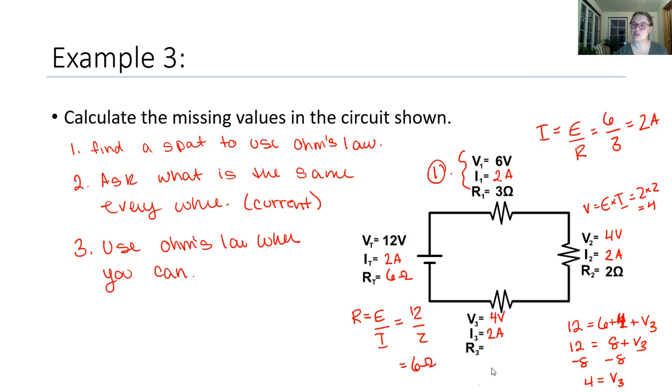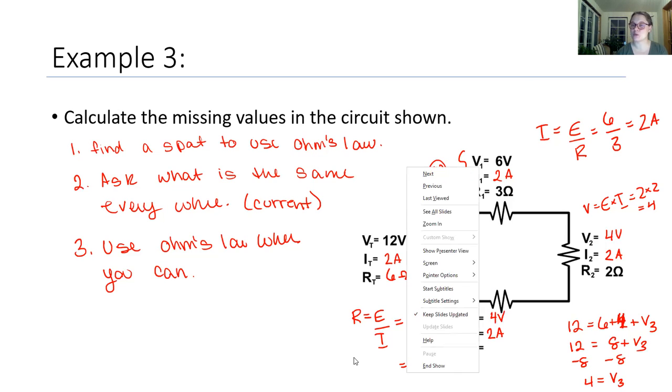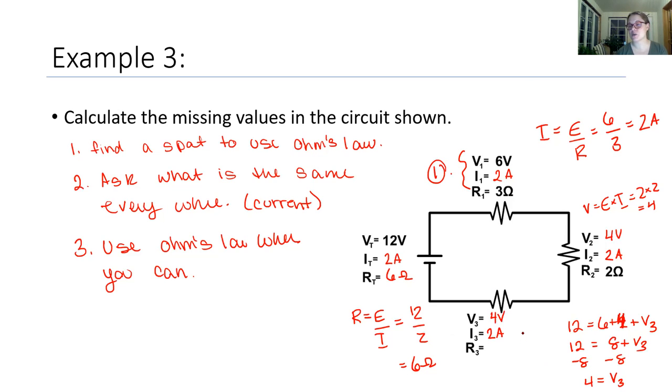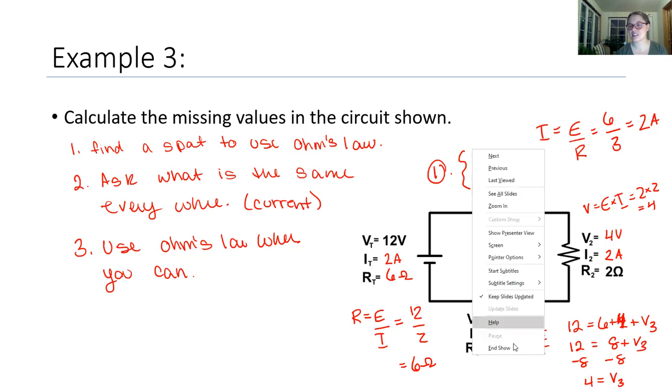Now that we know that's 4 volts, we can go back and use Ohm's law again. So resistance is equal to voltage over current.